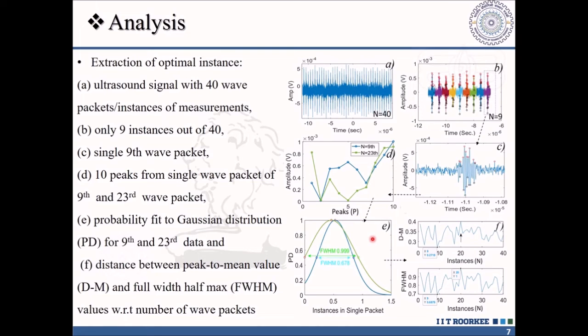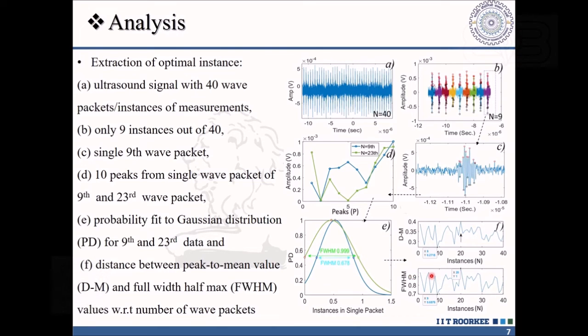And in figure E, a pulse distribution has been plotted, where we can also see the f-dilution corresponding to each wave packet, and from that we can see that the f-dilution corresponding to the 9th wave packet has a smaller value, which represents the better fit to the Gaussian distribution.